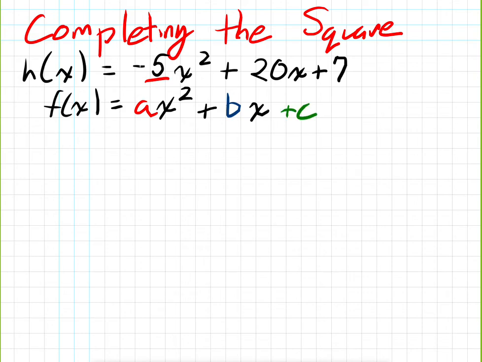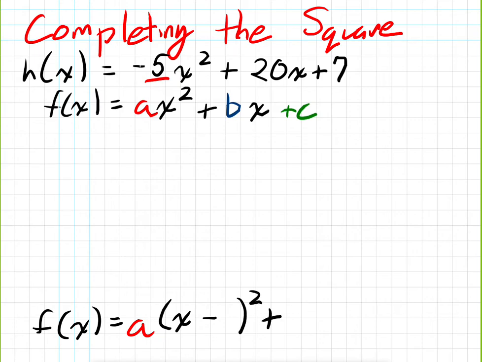The goal is to get to f of x is equal to a(x minus h) squared plus k. And I'll write those two other ones in. This is known as the vertex form. So completing the square is going from standard to vertex form. The question is, how do we go through that process?